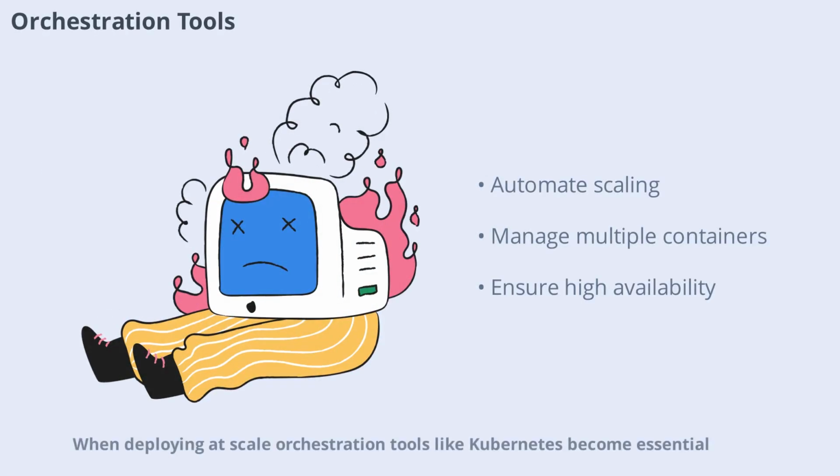When deploying at scale, orchestration tools like Kubernetes become essential. These tools manage multiple containers, handle scaling, and ensure high availability. Orchestration automates many tasks, from load balancing to health checks, freeing up your team to focus on development. Learning to use these tools effectively is a key skill for modern AI deployment.